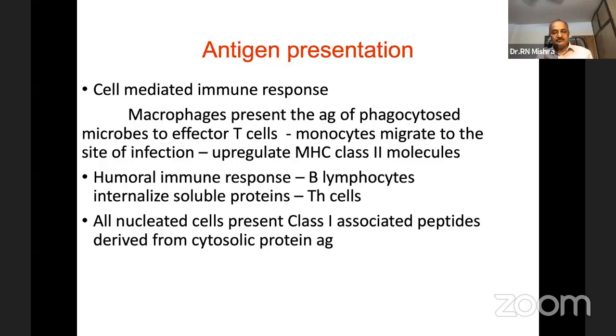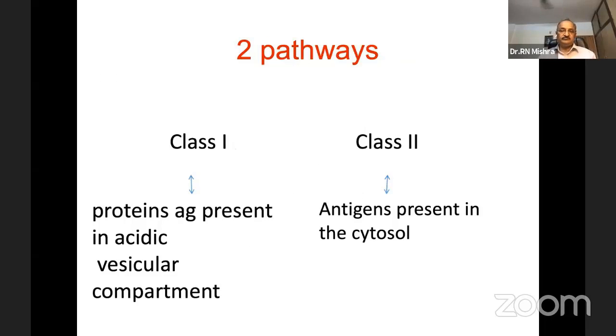All nucleated cells present class 1 associated peptide derived from cytosolic protein antigen. So we have essentially two pathways of antigen presentation, class 1 and class 2. In class 1, the antigens are present in the cytosol. In class 2, the antigens are present in vesicles, in acidic vesicular compartments, and are presented on the cell surface.